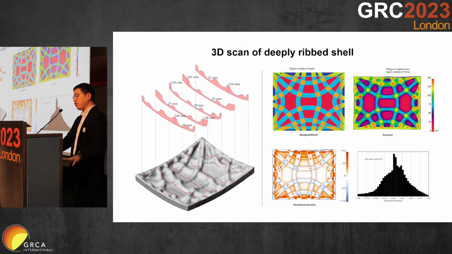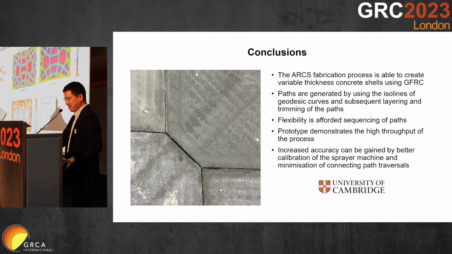All right. Taking the 3D scans of the deeply ribbed shell and taking cross sections, you can see that there's this very nice undulation and variation in thickness. And again, the thickness that we obtained from the manufacturing process is quite close to what we envisioned and designed for, so we're quite happy with it. Again, obviously there's some room for improvements, but as a first pass and prototyping of this fabrication process, we're very excited to see what we can do next with it.